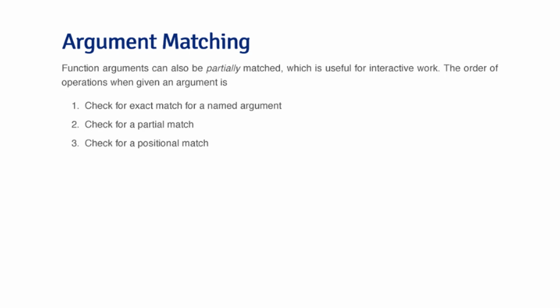So the order of operations that R uses is as follows. First, it will check for an exact match. If you name an argument, it will check to see if there's an argument that exactly matches that name. If there's no exact match, it will look for a partial match. And then if that doesn't work, it will look for a positional match.